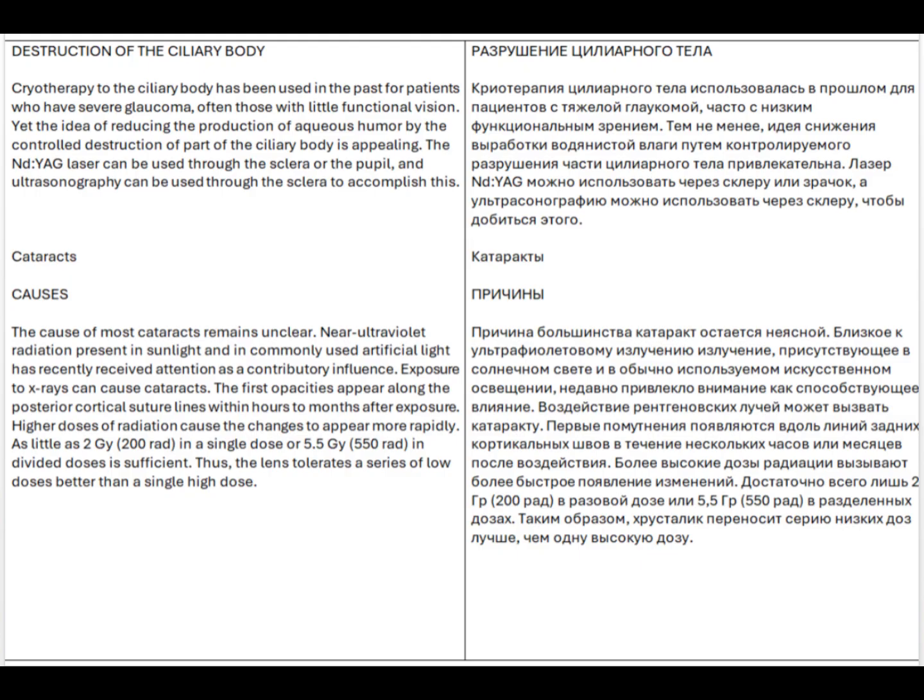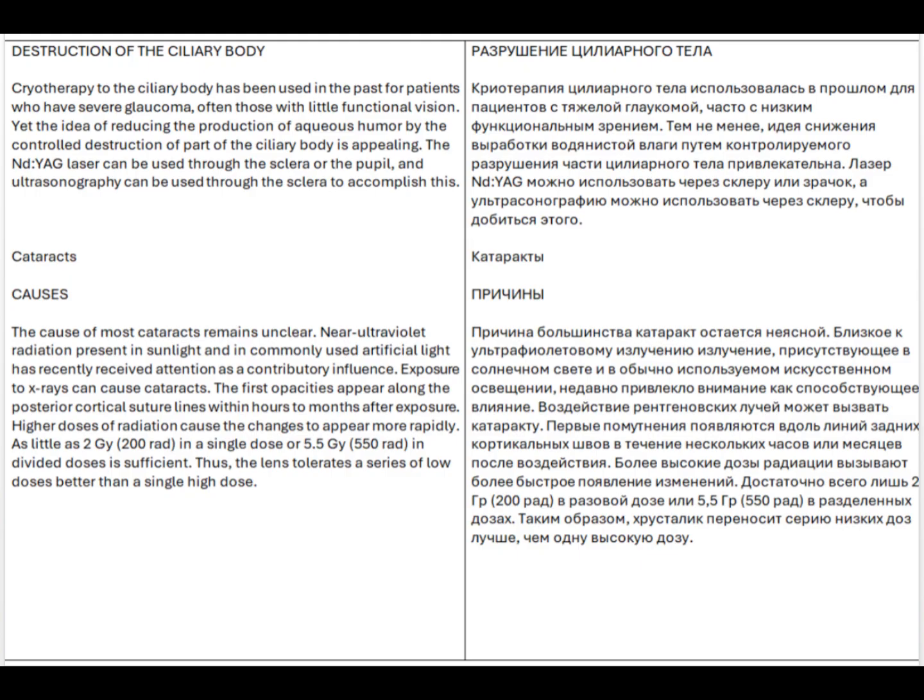Cataracts. Causes. The cause of most cataracts remains unclear. Near ultraviolet radiation present in sunlight, and in commonly used artificial light, has recently received attention as a contributory influence. Exposure to X-rays can cause cataracts. The first opacities appear along the posterior cortical suture lines within hours to months after exposure. Higher doses of radiation cause the changes to appear more rapidly.